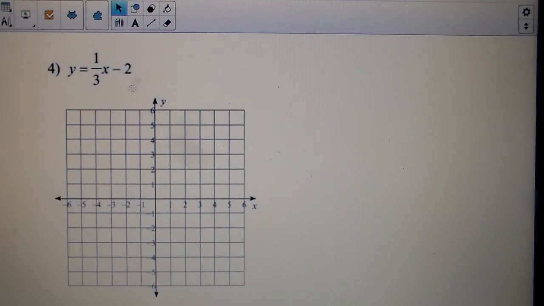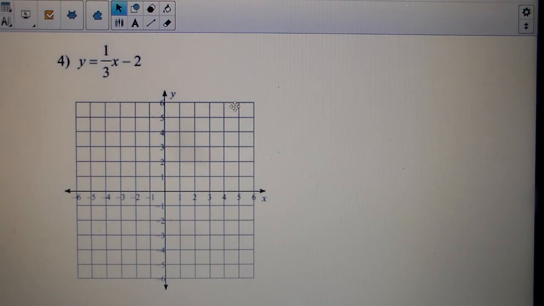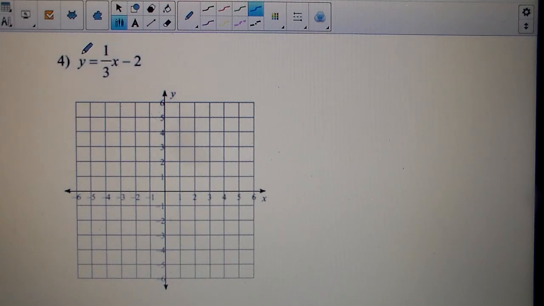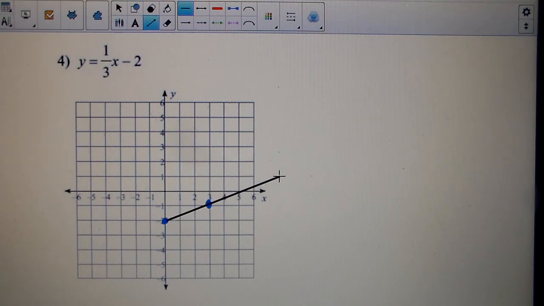Now obviously if you have a graphing calculator, you could just plug it right into the graphing calculator and you could get your answer. That's nice and easy, just like we were practicing in class too. But if you don't have a graphing calculator, not a big deal, we could do it this way. So our b is negative 2, so we plot a point at negative 2. And then from that point, we're going to go up 1 to the right 3, because that's what the 1/3 means, rise over run. Make a point there, and we connect them.